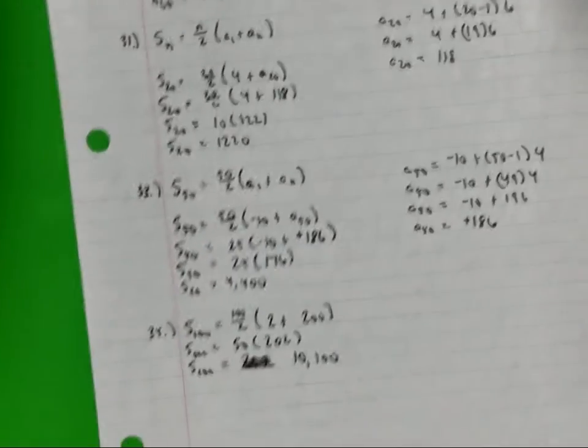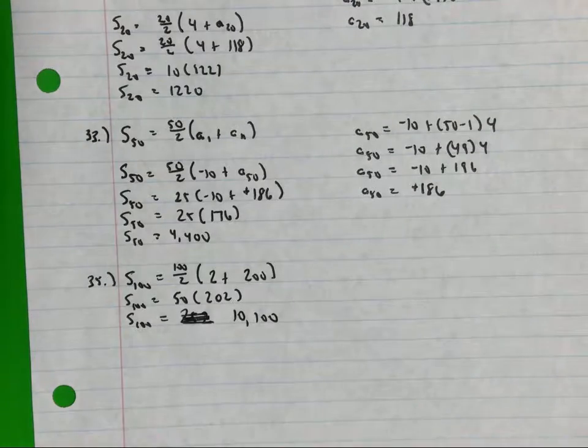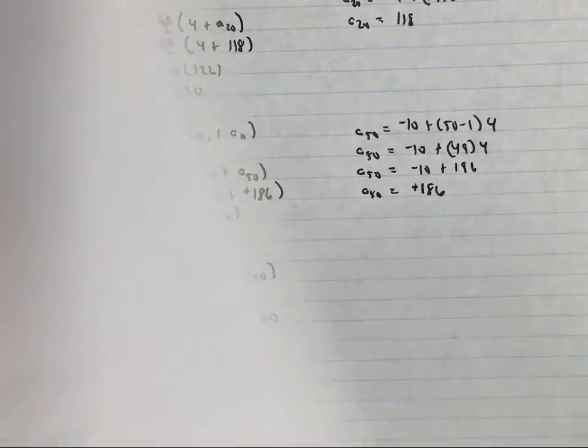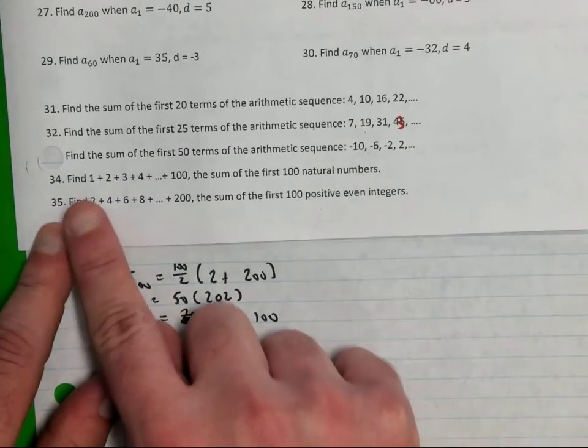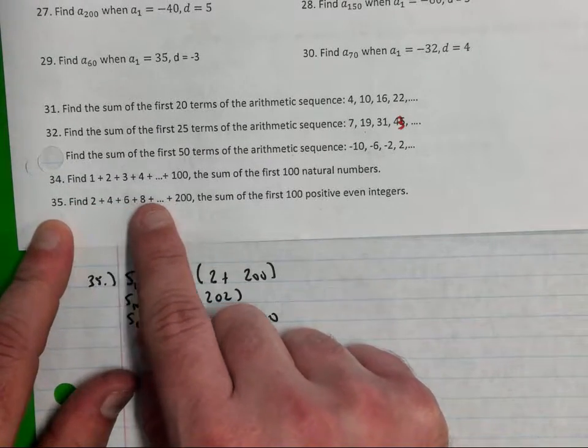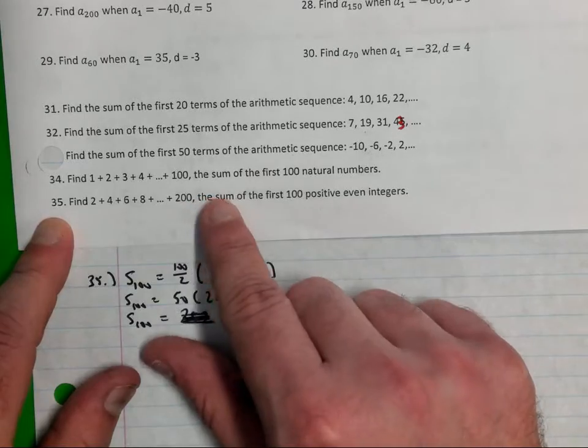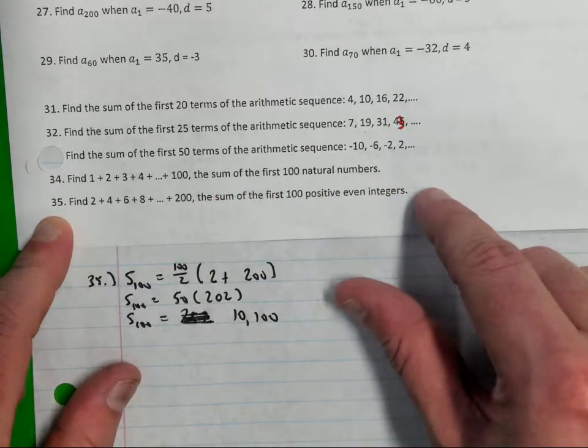And here's 33 and 35. Now let's talk about 35. On 35, it says find 2 plus 4 plus 6 plus 8 plus ... plus 200, the sum of the first 100 positive even integers.